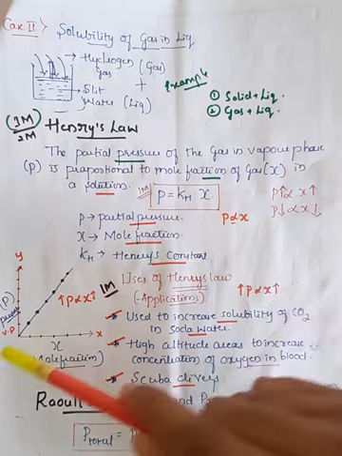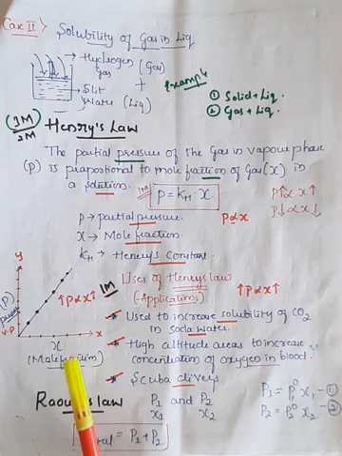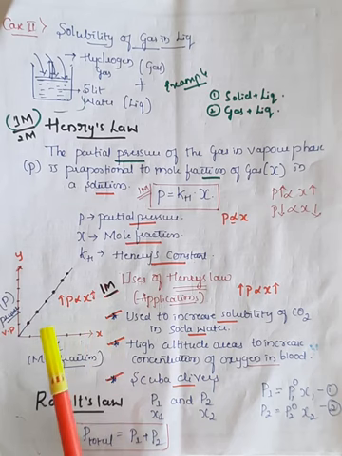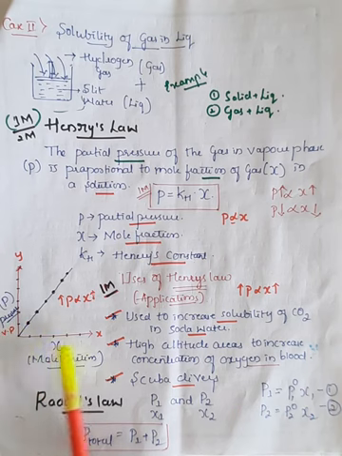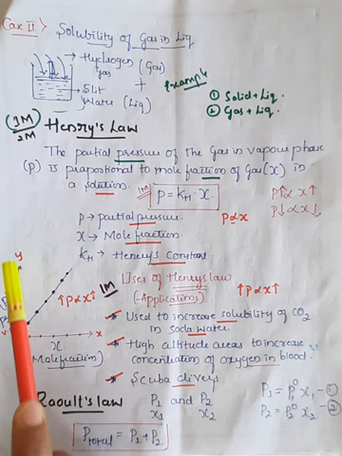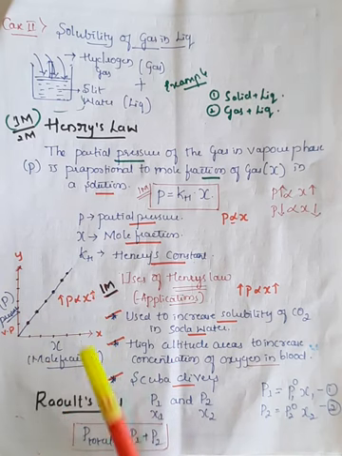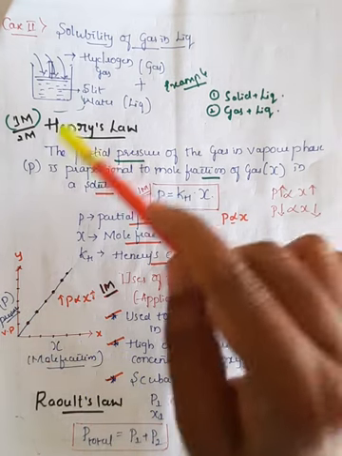In the graph, we have taken the pressure on the y-axis and the mole fraction on the x-axis. Since the pressure of the gas is dependent on the mole fraction of the solution, whenever you increase the mole fraction, the pressure also increases. So as the mole fraction increases, the pressure of the gaseous molecules also increases. Therefore the graph starts from the origin and goes on increasing. If you understand this graph, then you have a clear understanding of Henry's law.